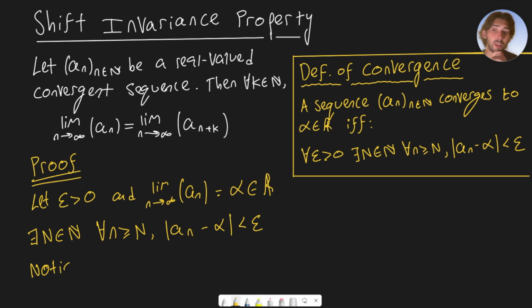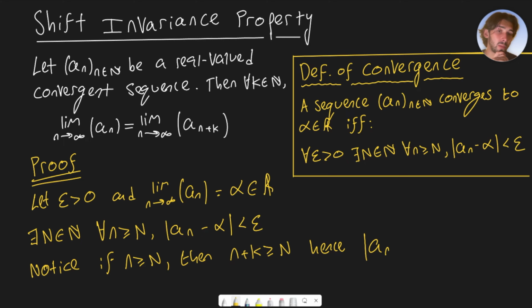Now, if we notice one thing, and that is that if n is greater than or equal to capital N, then n plus k is greater than or equal to capital N as well. Hence, that n plus k, that new natural number, fits perfectly into the definition. So we're able to say the distance between a_(n+k) and alpha is less than epsilon.